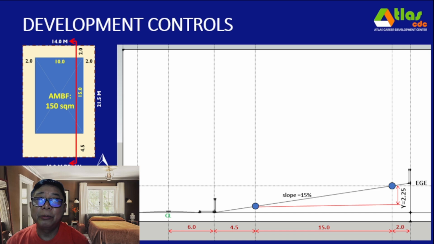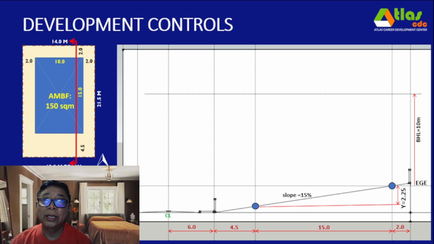So we have here now our established grade elevation at the highest adjoining point, and then we measure from here, the established grade elevation, a BHL of 10 meters, and that will be the topmost level of the building, so that we can now draw the profile of the building. So this is now how it will look, no? The section of your building.